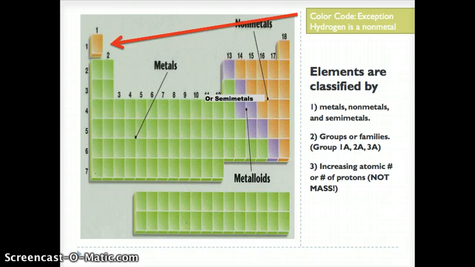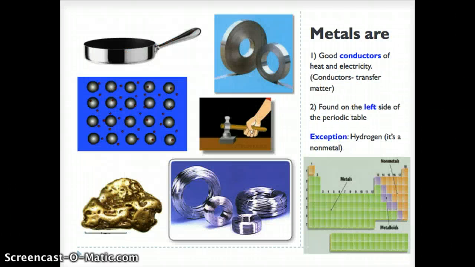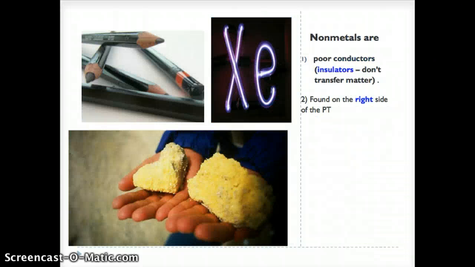We also talked about the properties of metals. Metals are good conductors, meaning that they are really good at transferring heat and electricity. Okay, so they're shiny, they're malleable, meaning that you could change them. You could change forms. We also talked about non-metals.